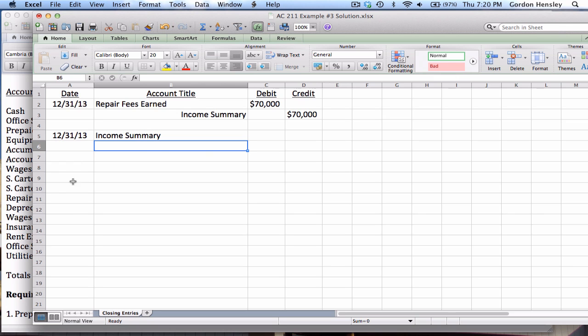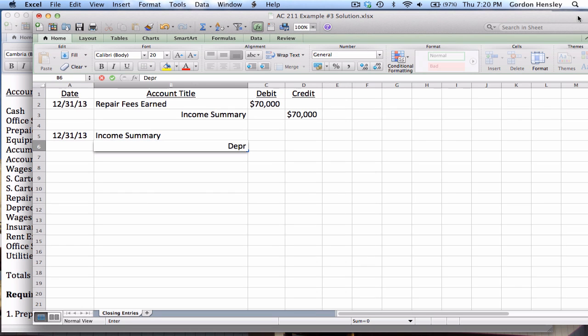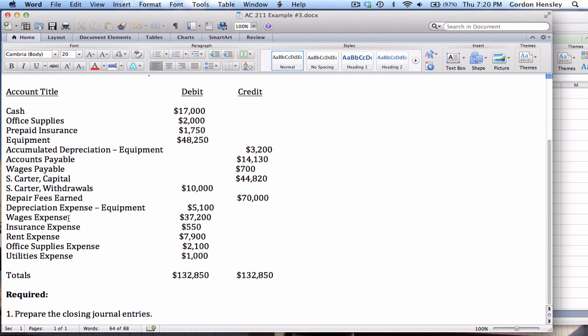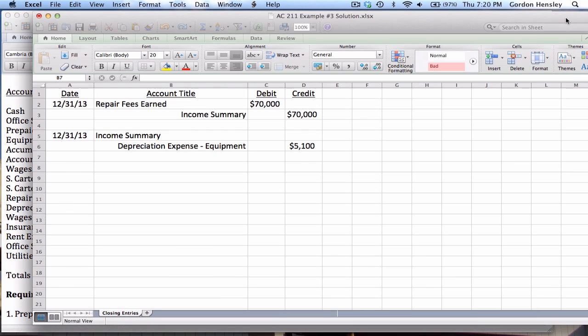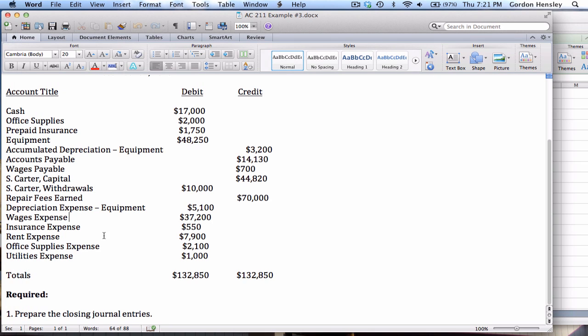First of all, we had depreciation expense, equipment, and it had a balance of $5,100, but notice I'm putting it over here on the credit side because I'm wanting to close it out. The second expense was wages expense, $37,200. So wages expense, $37,200. And again, credit rather than debit to close it out.